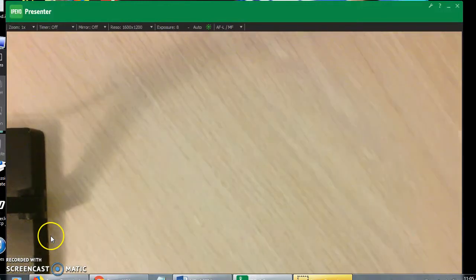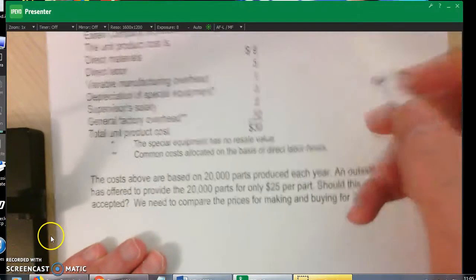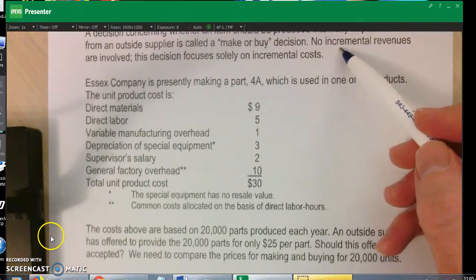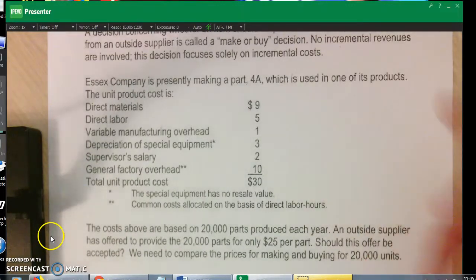Okay. Let's look at another decision that managers frequently face, which is the make or buy decision, which is an outsourcing decision. So we look over here. One of the things about the outsourcing decision, we can see we're assuming that incremental revenues are not involved. So we're only going to look at the lower cost option. What we're saying here with outsourcing is that if we outsource the development of this part 4A to another company, this does not affect the price for which we sell this product, part 4A. If we sell it directly, it doesn't affect the price. It does not affect the sales volume.